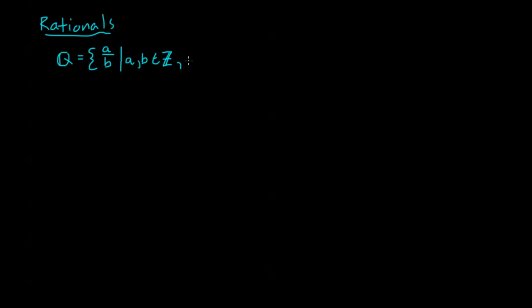And we need an additional restriction on B as well. We need B to not be equal to 0. And this is very important. Let's look at why this is important. Let's just say that I have a B that's equal to 0. For example, let's look at the fraction 2 over 0, and that's equal to some number x. What is x?